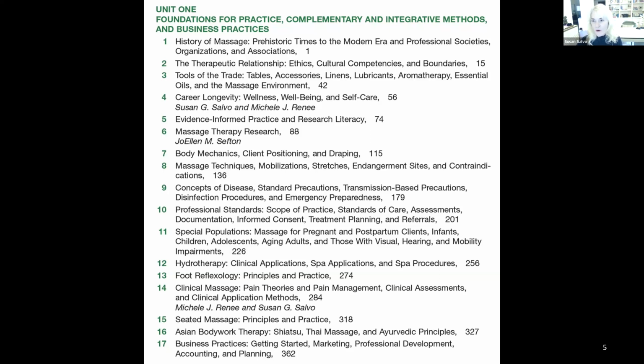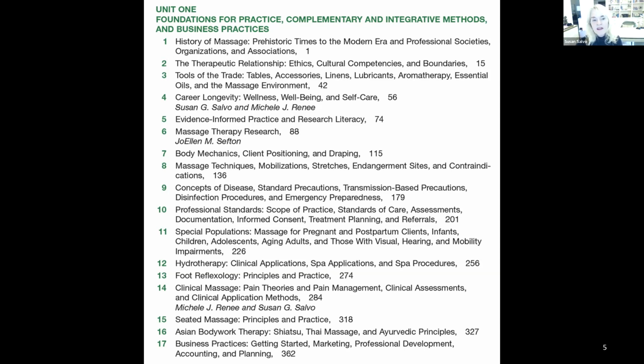Then the next one, evidence-informed practice and research literacy. But look at chapter 6. So I invited someone that I met when I was working on the Massage Therapy Body of Knowledge project, Joellen Shafton, who is a PhD. She calls herself a warrior, but she's a veteran. So she brings a lot of the evidence-based approach to working with tactical athletes. That's the term that we're using for people in the military, people in law enforcement, and first responders, including firefighters. So that is another special population that we pull in because of Joellen. And so she wrote that chapter.